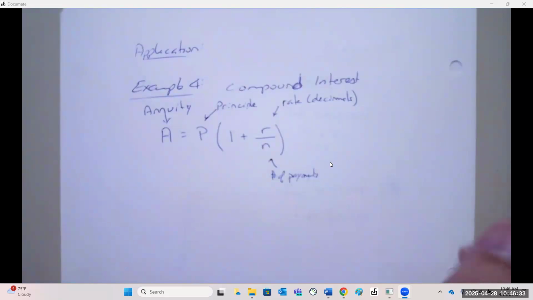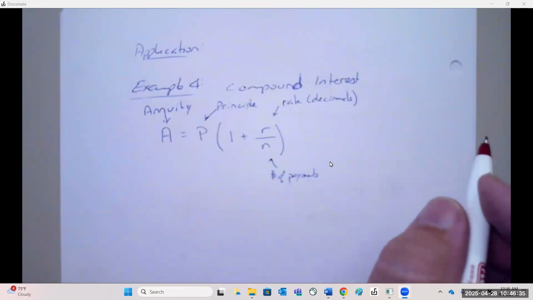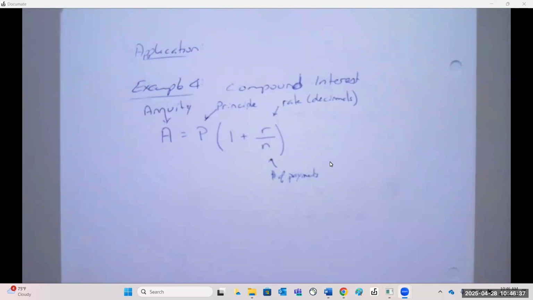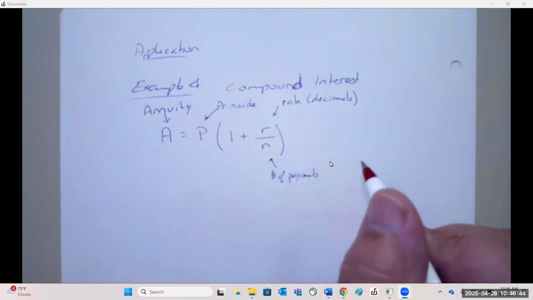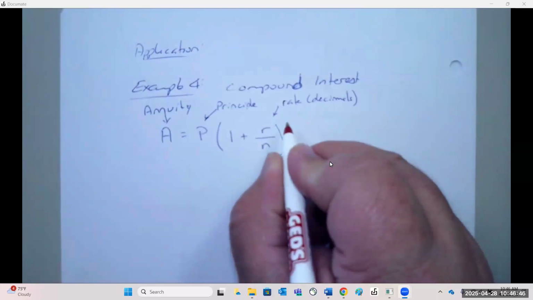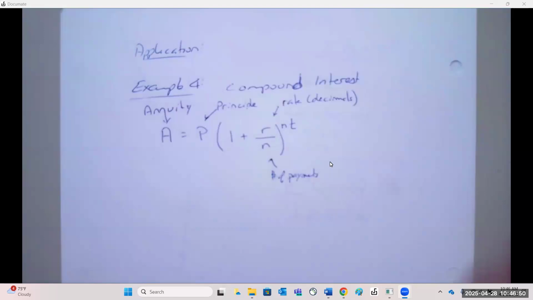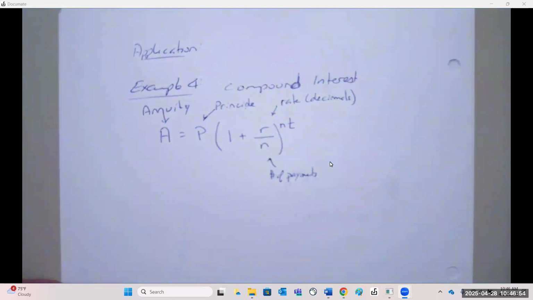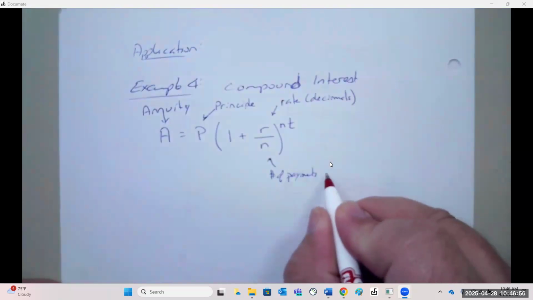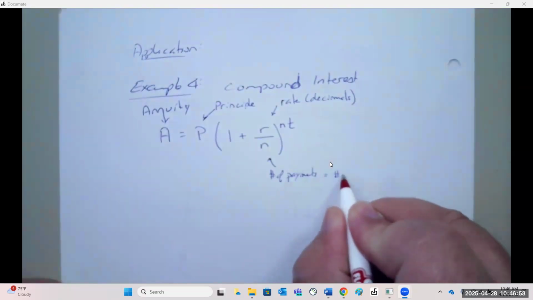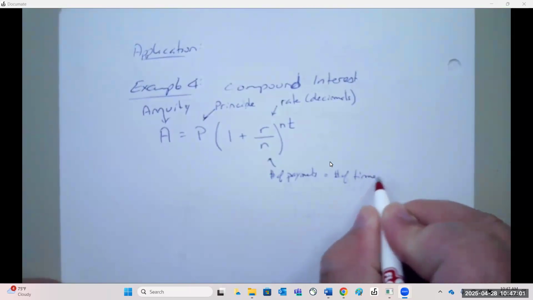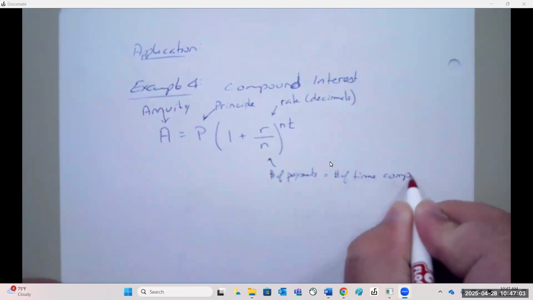If you're paying by year, by month. If you pay quarterly, it's 4 times. If it's paid annually, it's 1 time. If it's paid weekly, it's 52 times. Daily, it's 365. And then your exponent is n times t, the number of times compounded.